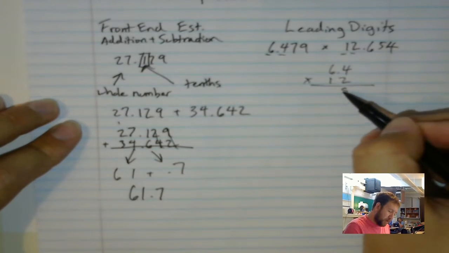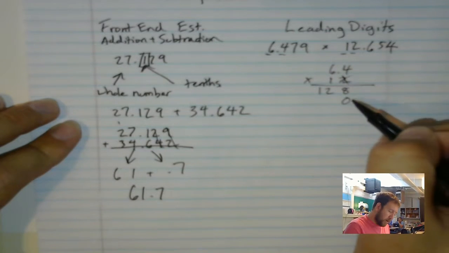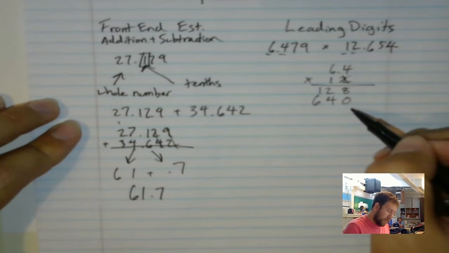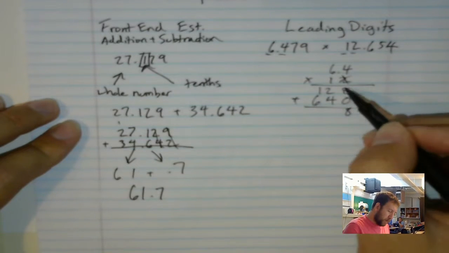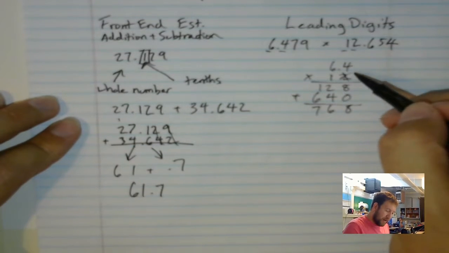So if I'm going to do this one using my leading digit estimation, I would just go as normal. 2 times 4 is 8. 2 times 6 is 12. Then I'm going to go down, cross off my 2. 1 times 4 is 4. 1 times 6 is 6. Add it up. 4 and 2 is 6. 6 and 1 is 7. Then I need to go check my decimals.